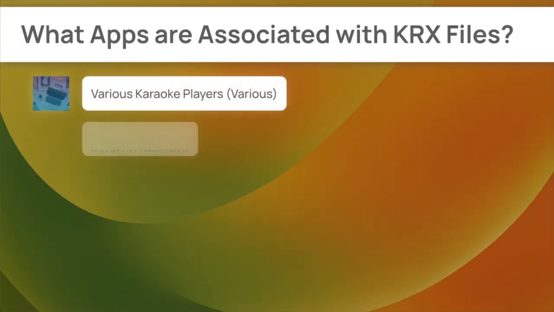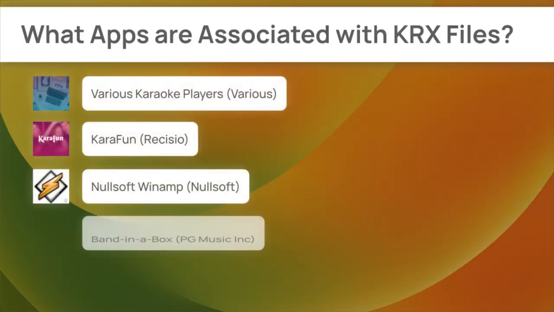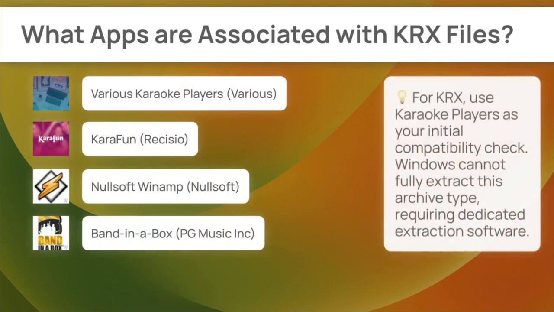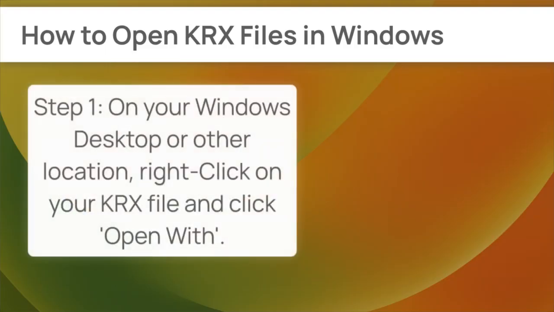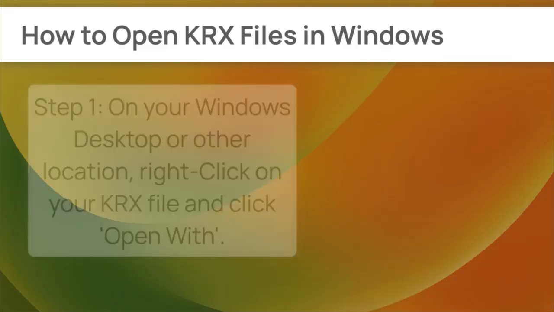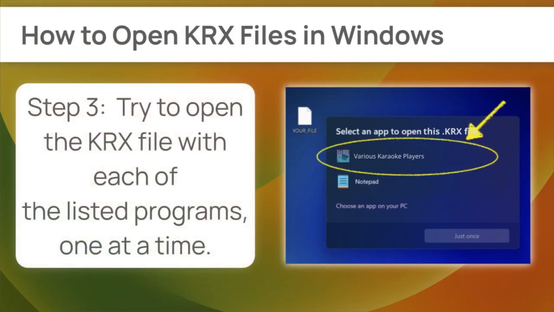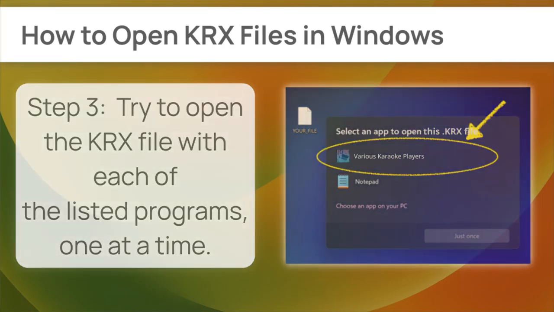When opening KRX, begin by trying karaoke players. Windows cannot fully extract this archive type, requiring dedicated extraction software. Windows presents only minimal context, so full interpretation relies on compatible tools. Right-click the KRX file and choose Open With. If you see a category-appropriate option, for example, karaoke players, try that first. Otherwise, test a few different apps from the list.